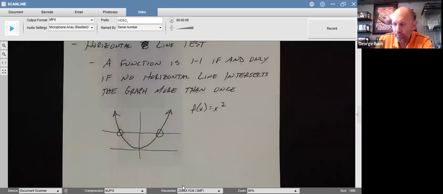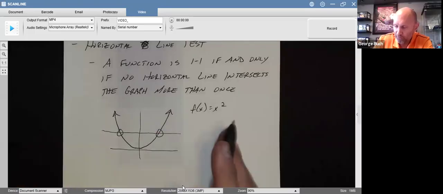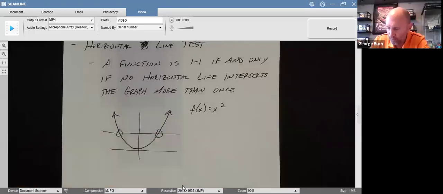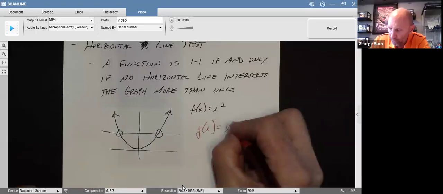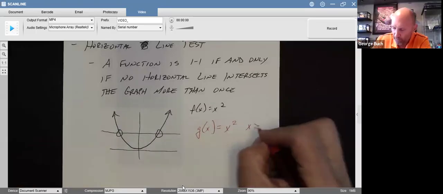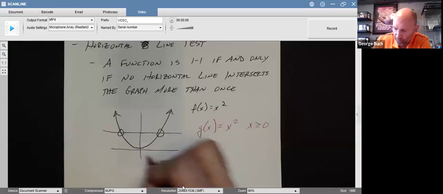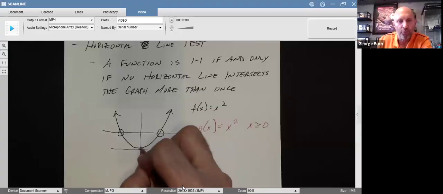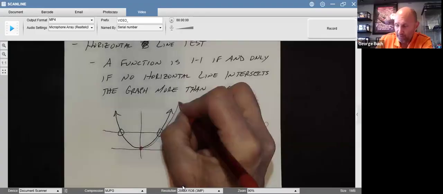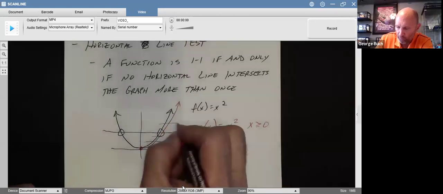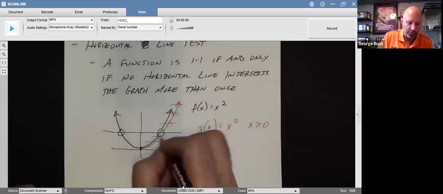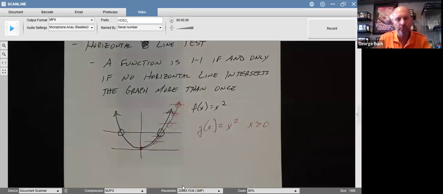So we can have x squared as long as we put a domain restriction. For example, let's say g of x is x squared, but x is greater than or equal to 0 only. Well, then that graph would look like what? It would start down here at the vertex and be just the right half of the graph. In that case, that is 1-to-1 because any horizontal line is only hitting this graph once. So using domain restrictions, we can create 1-to-1 functions.